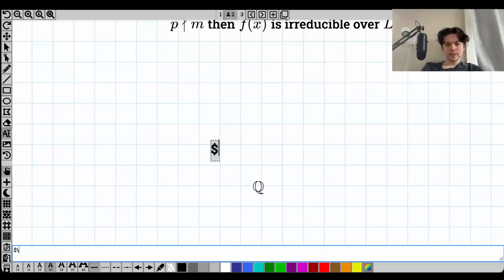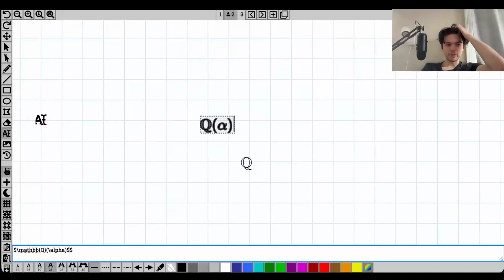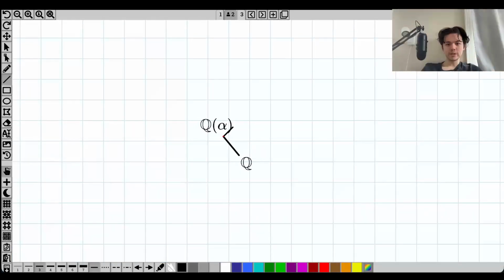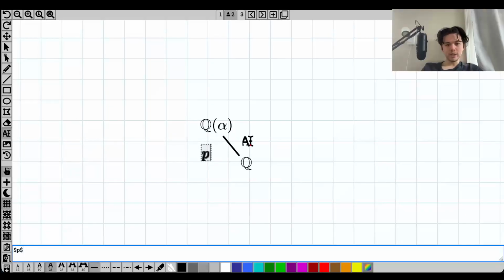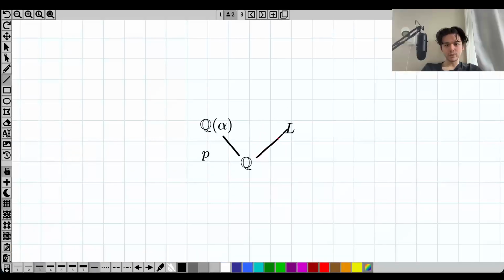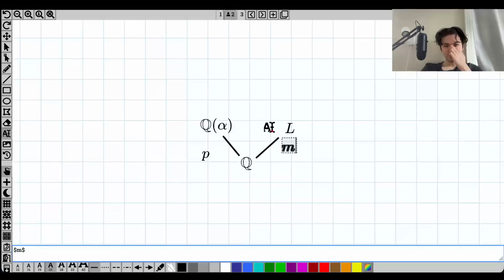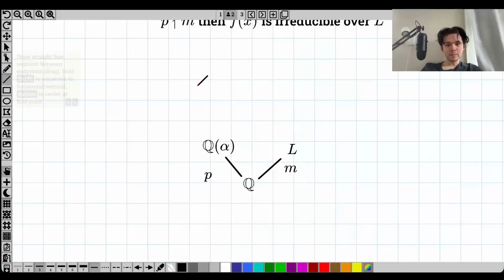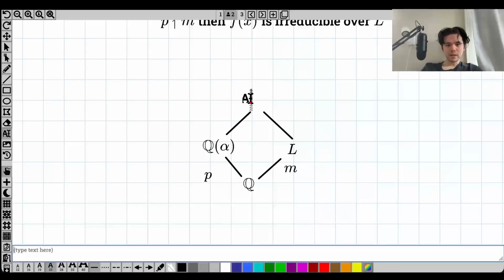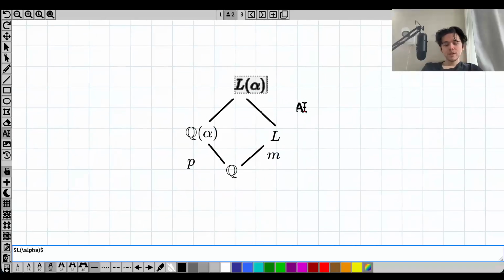Because f of x is irreducible, we can form a field extension by adjoining a root alpha of f of x, and we know that this will have degree p. And then we can compare with the field extension L, which will have degree m, which is not divisible by p. Then we can talk about the compositum between these two fields, which will be L of alpha, because you just add in alpha. So what do we know?